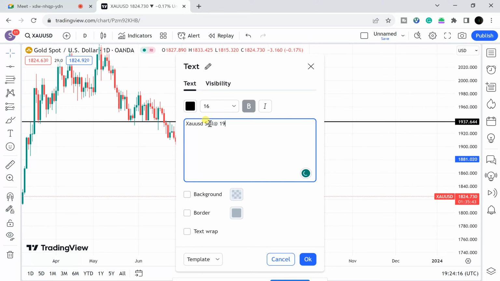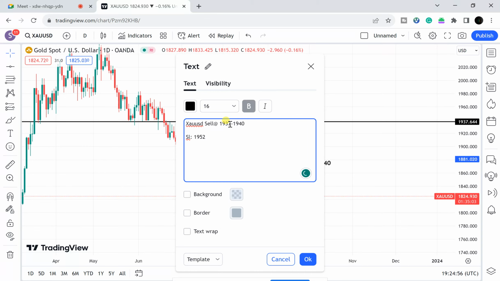Then I'll draft out my zones, which is 37 to 1940, which is 30 pips above. Then I'm going to pick my SL, and my SL is going to be 50 pips from my first entry. So from 37, 50 pips from 37 is going to be 42. So I'm going to put 1952 here.